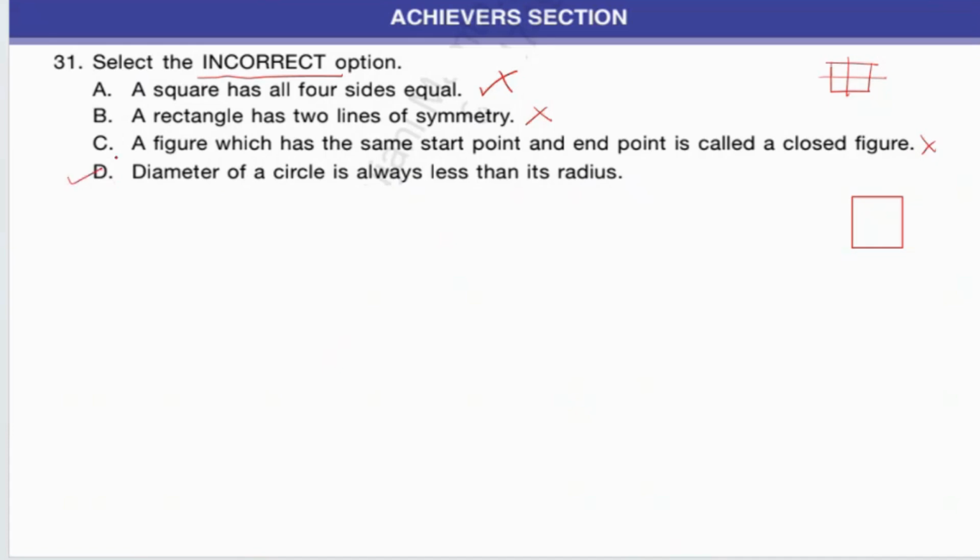Diameter, so definitely it is going to be our answer, but I will read this. Diameter of a circle is always less than its radius. No. What is the radius? Let's suppose I'm holding a rope. I have taken one end of the rope and I have given you the other end, and you are going around me. That will be my radius. And what is diameter? Diameter is double the radius. So diameter will be more than its radius. So that's why it is an incorrect option, and this will be my answer.